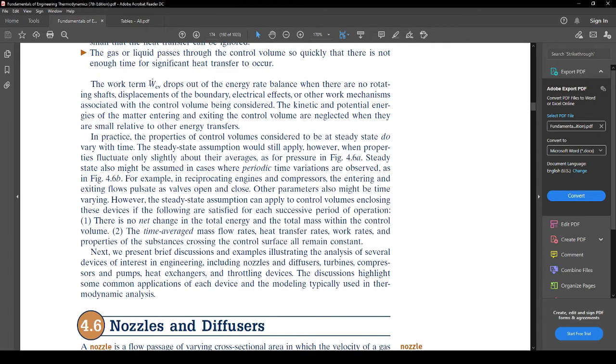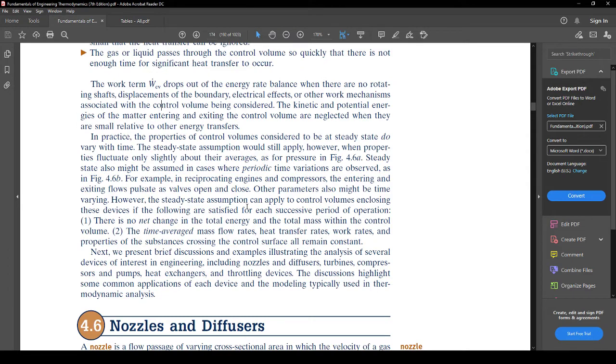The work term drops out less often than the heat transfer one. And generally you only drop it on objects where it makes sense. Like, for example, on the nozzle. A nozzle doesn't make work, right? So we get rid of it there. But on things that do involve some input or output work, it always stays. But heat transfer might go, right? So you just have to know what you're working with.